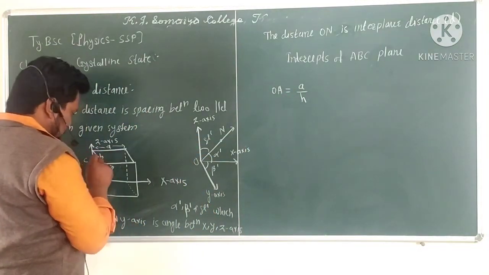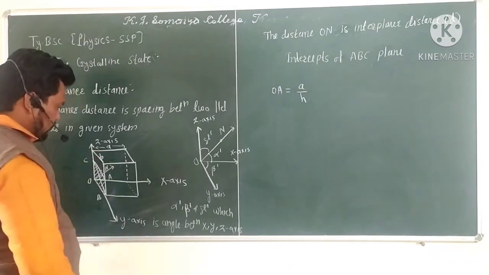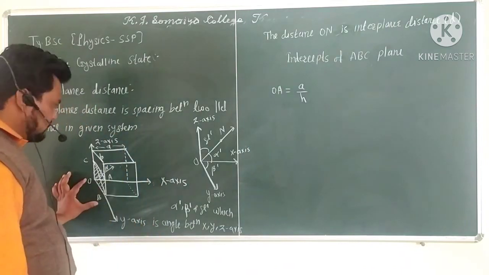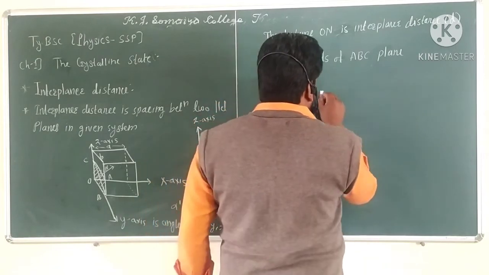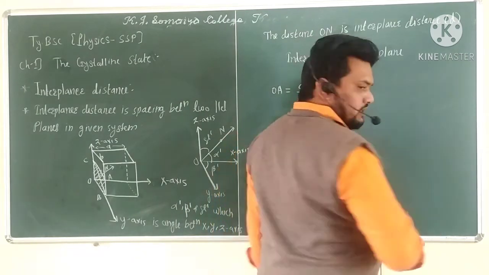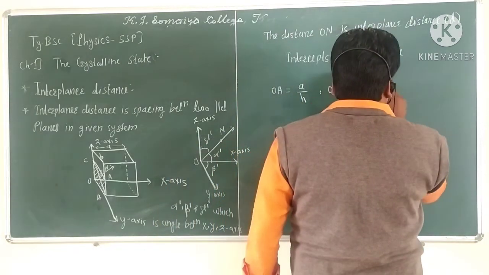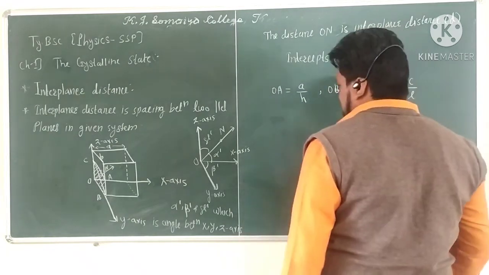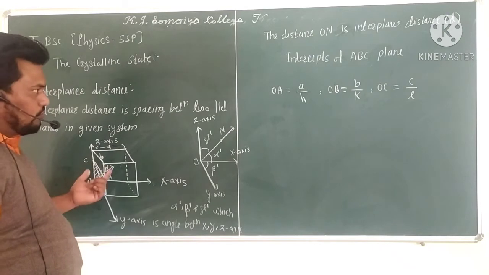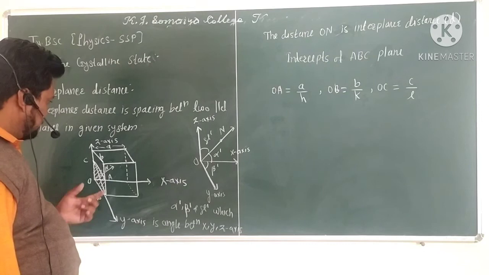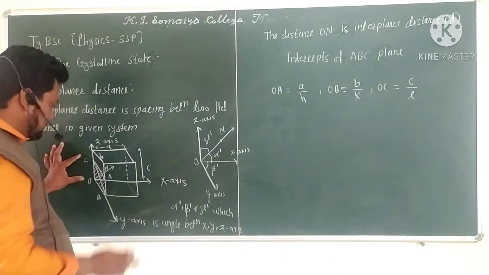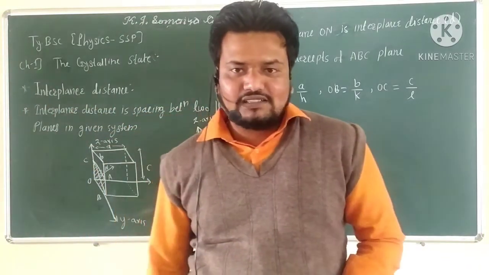Next, the length along the y axis is considered as the point B, giving OB. This OB is equal to b upon k. The next one is OC, which is c upon l. That is the Miller indices in the hkl system. So OA is a upon h, OB is b upon k, and on the z axis the distance OC is c upon l.